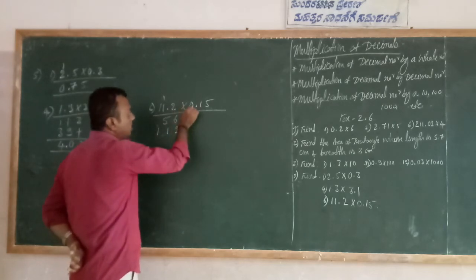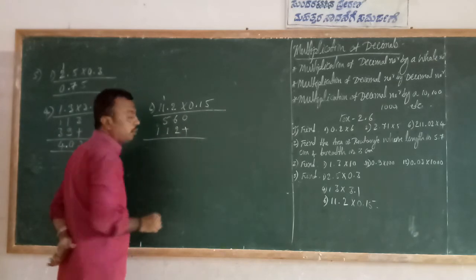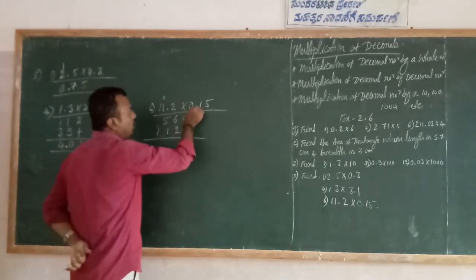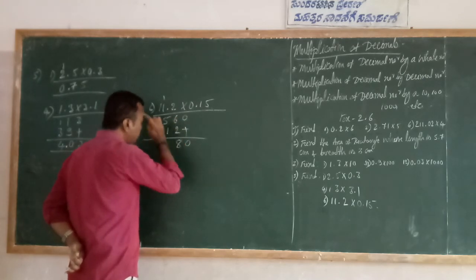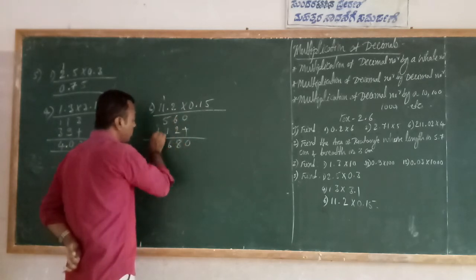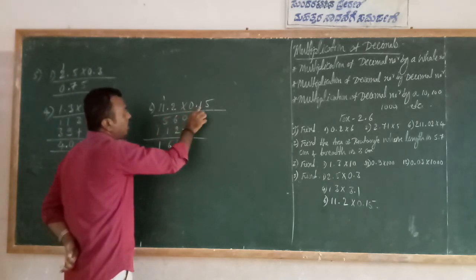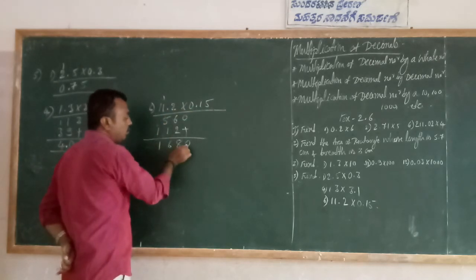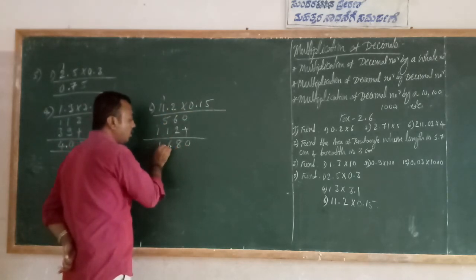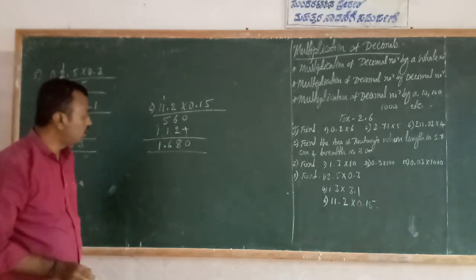So next 0. If you multiply by 0, the answer should be 0, that's why you need not multiply by 0. Next, we should add it. 0, 6 plus 2, 8, 5 plus 1, 6, 1 as it is. So here, after the point, how many digits are there? 1 digit. Here how many digits are there? 2 digits. 2 plus 1, how much total? 3. So that's why 1, 2, 3 digits, put the point after 3 digits. 1.680 is the final answer.